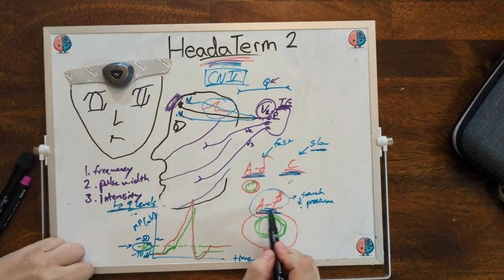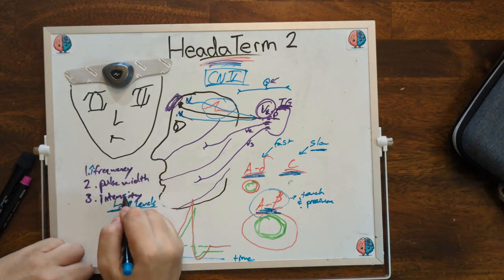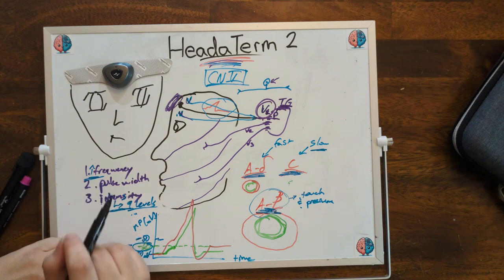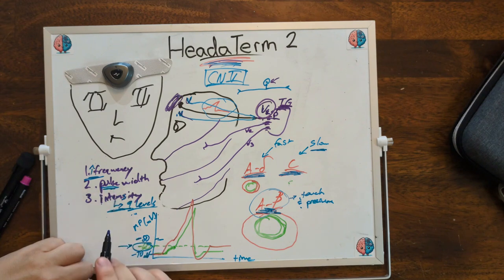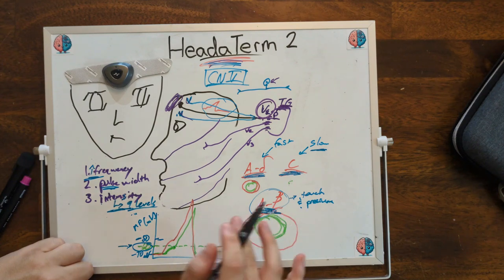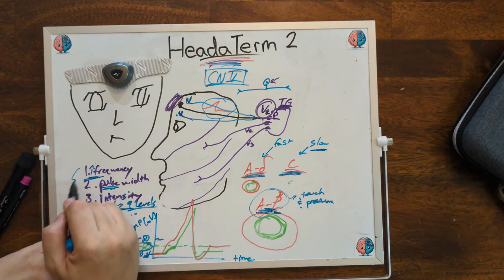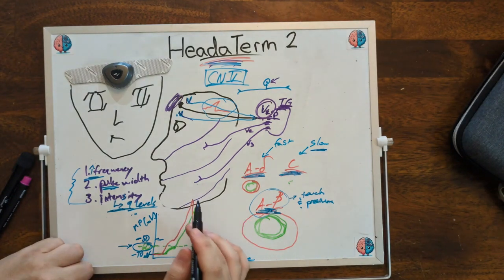Also, A beta fibers respond preferentially to high frequency. And this is what HeadaTerm 2 delivers, with a more rapid and repeated stimulation. The pulse width is also long enough to effectively depolarize or activate A beta fibers, but short enough to avoid sustained activation of nociceptor fibers. It's really awesome how we can use science to determine the correct parameters to activate different fibers. And this selective activation is crucial because it sets the stage for the pain modulating effects to come.